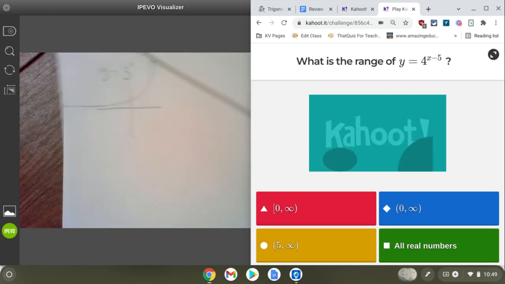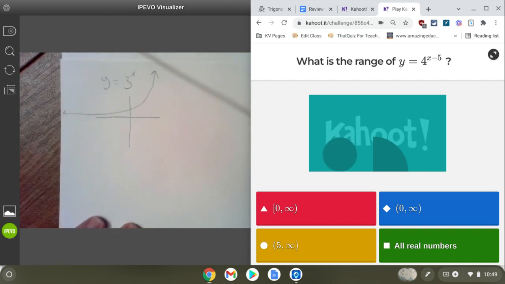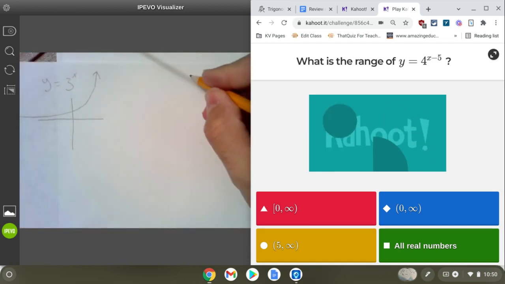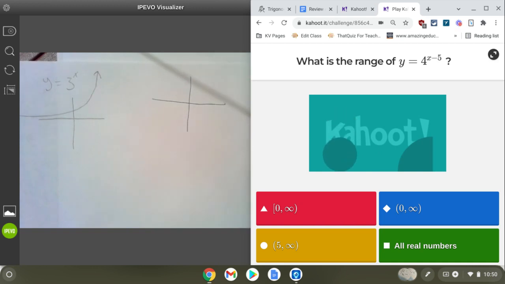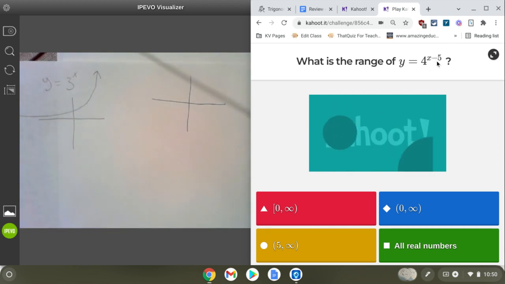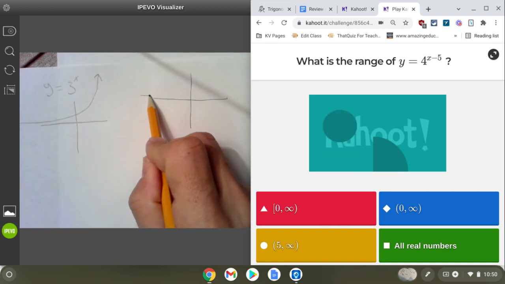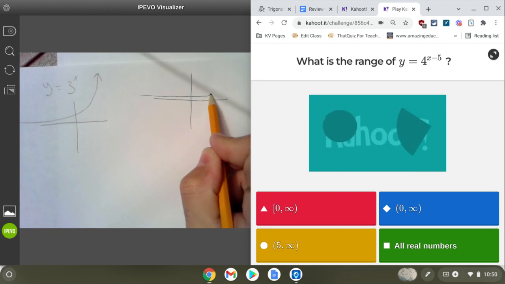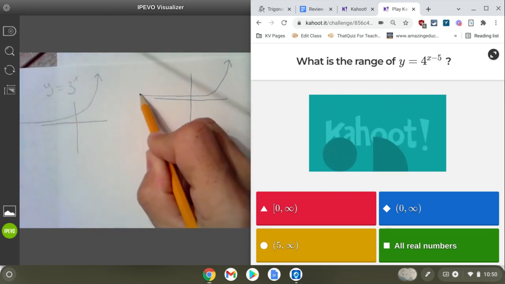What is the range of 4 to the x minus 5? They're asking what's the lowest it goes and what's the highest it goes. Again, you're going to need to be familiar with what the graph of these looks like. y equals 4 to the x is going to be the exact same looking graph as this one, but because of the x minus 5, it's just going to shift to the right 5 units. So it still goes left forever, but it goes to the right a little more before it starts spiking up.